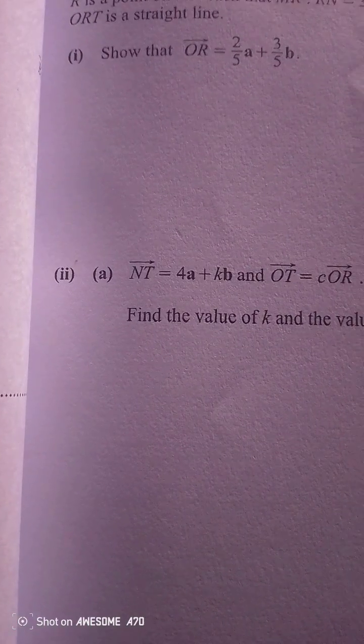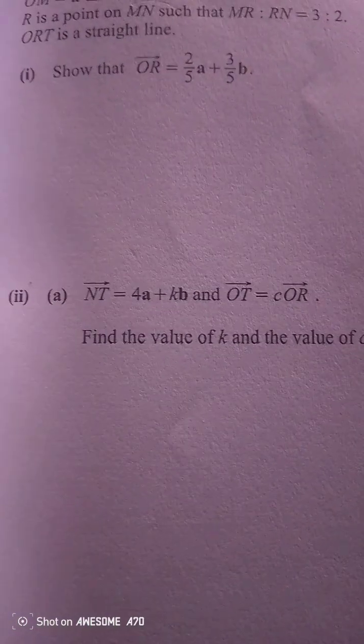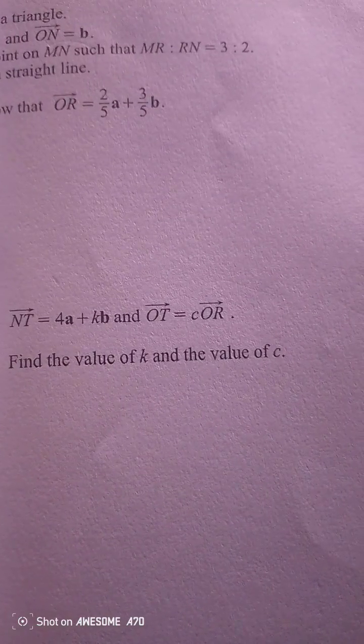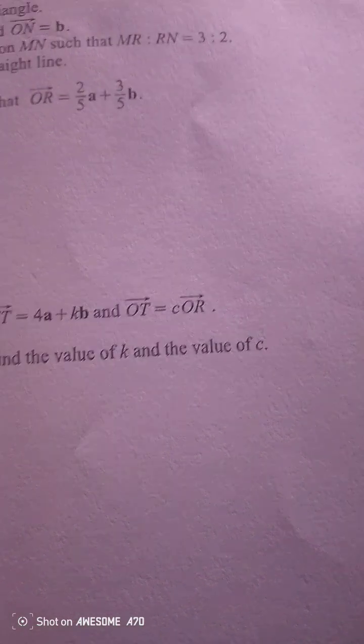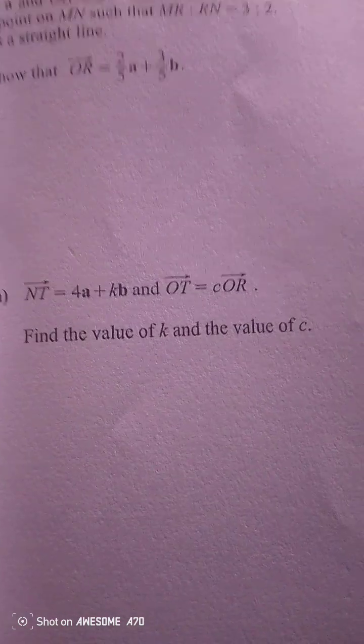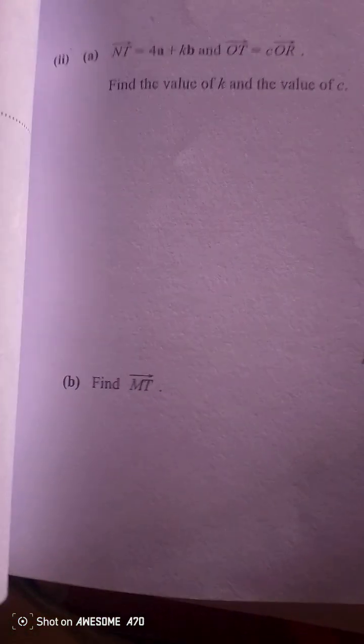Part (ii)(a): NT is equal to 4a plus kb, and vector OT is equal to c times vector OR. Find the value of k and the value of c. The (b) part of that question: find the vector MT. Right, let's look at the solution together.